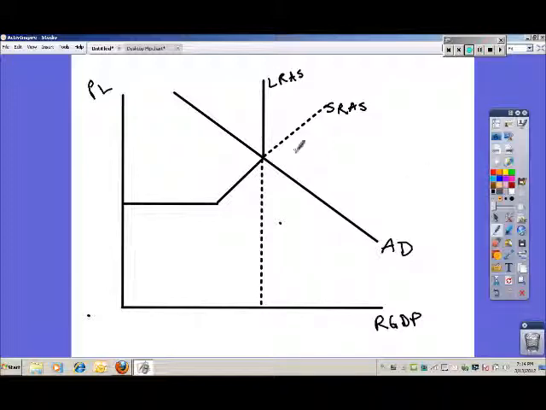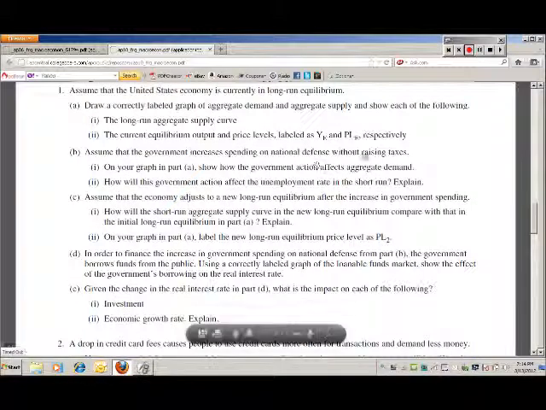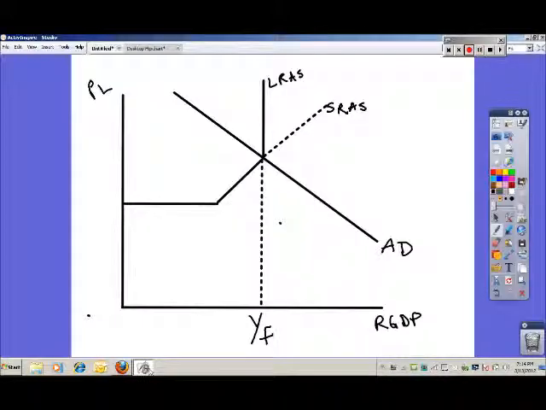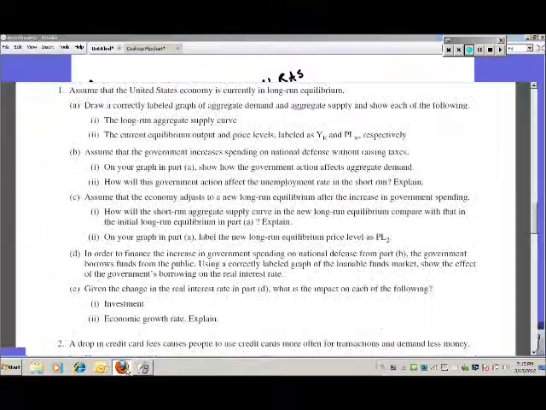So what's long-run equilibrium? Well, remember we have to put YF. We are at full employment. We've maximized all of our resources in our economy. What else was it asking us to do? Let's take a look back at it. Long-run aggregate supply curve. Did we do that? Let's take a look. Yes, we did. We have our long-run aggregate supply curve. Perfectly inelastic here.